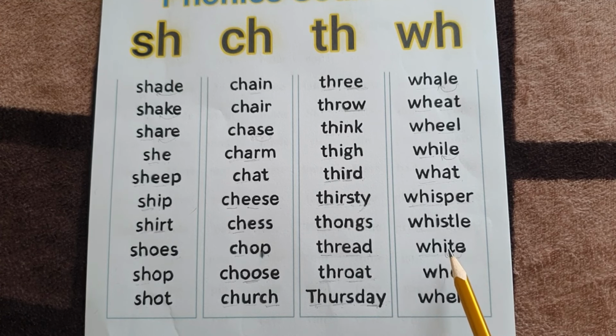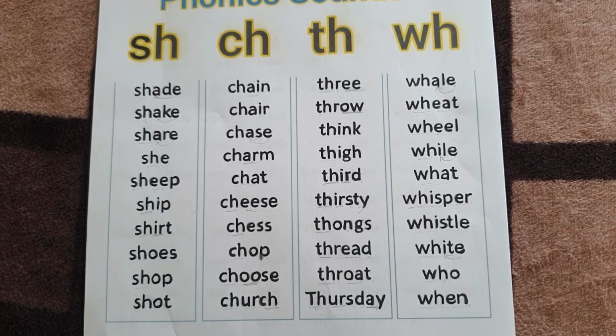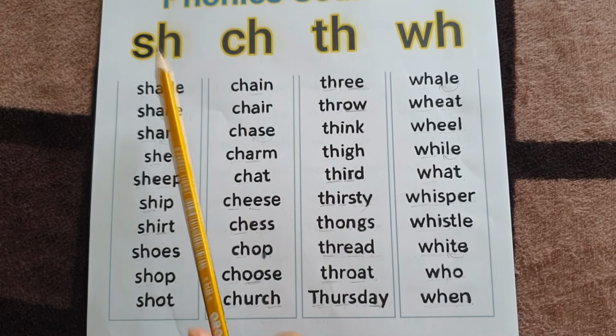We will not say the short i sound. We will just say i. Wh, i, t, white. This is a tricky word. Who. Wh, e, n, when. So these are all examples for these digraphs.